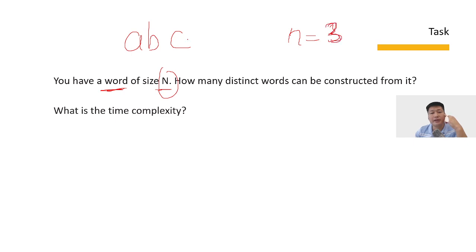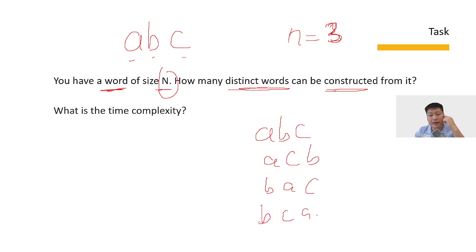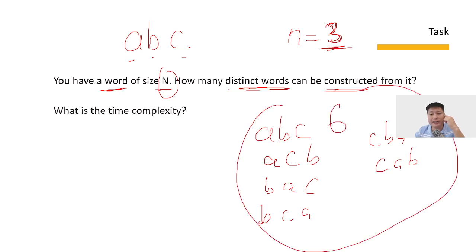This n is 3 because we have 3 letters. So how many distinct words can we construct with these 3 letters? We can make ABC, ACB, BAC, BCA, CBA, and CAB. So when we have 3 letters, we can construct 6 distinct words, okay?